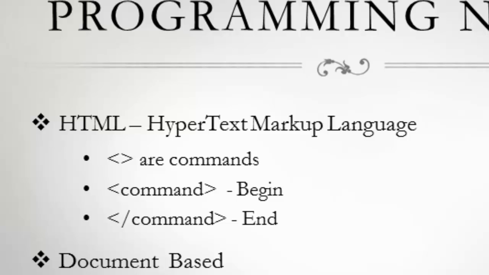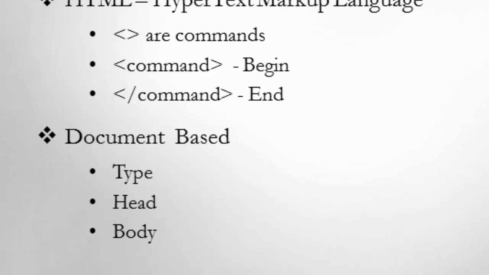So if you have a command, like for example bold, then everything after that will be bold, and then you close it with that slash and then the command, or the slash B for bold, and everything after it will no longer be bold. So this is very document based, HTML is. So you want to tell it what type of document it is.